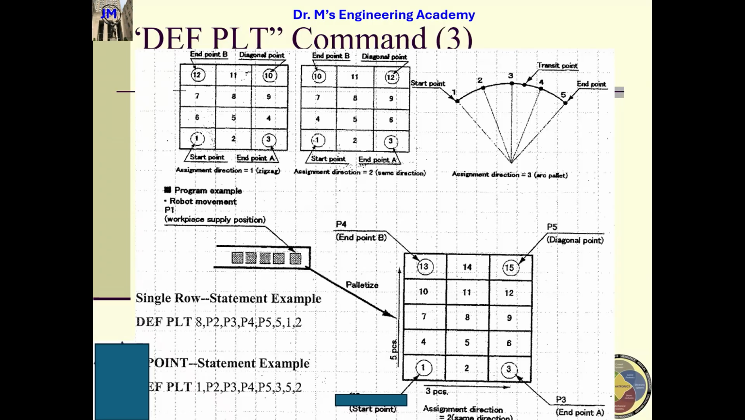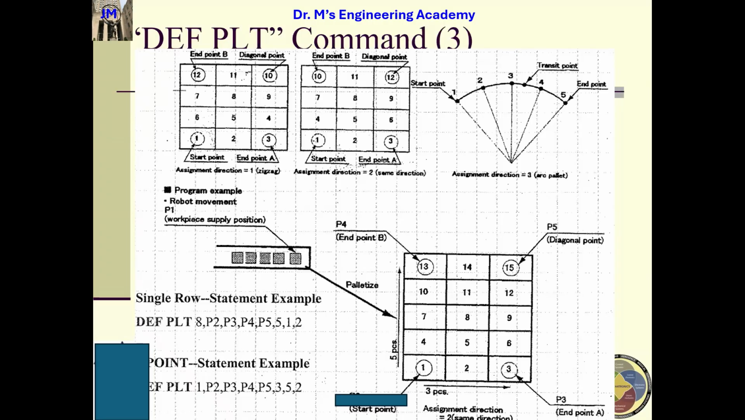If this number equals 1, it's a zigzag, go this way. If this equals 2, that means always from left to right for each of the rows. Left to the right, left to the right, left to the right. If this is 3, that's an arc. Questions so far? Look at this one.